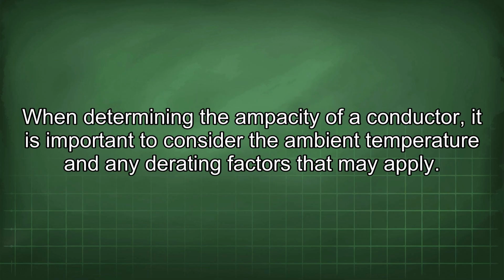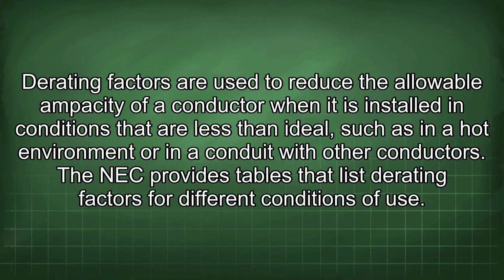When determining the ampacity of a conductor, it is important to consider the ambient temperature and any derating factors that may apply. Derating factors are used to reduce the allowable ampacity of a conductor when it is installed in conditions that are less than ideal, such as in a hot environment or in a conduit with other conductors. The NEC provides tables that list derating factors for different conditions of use.